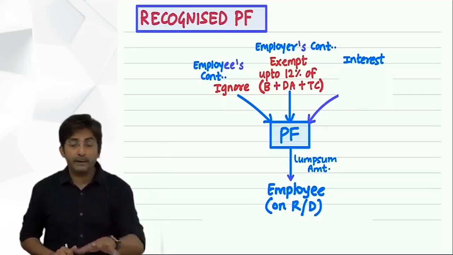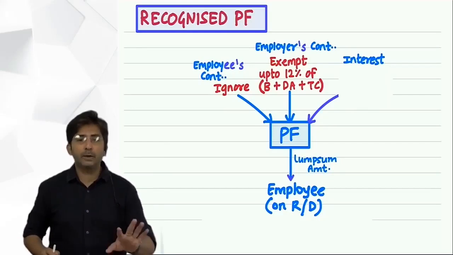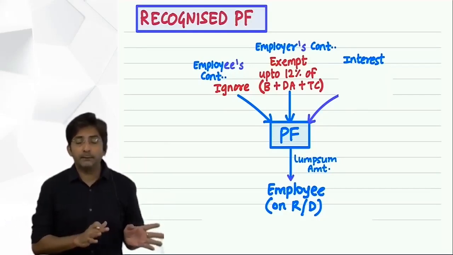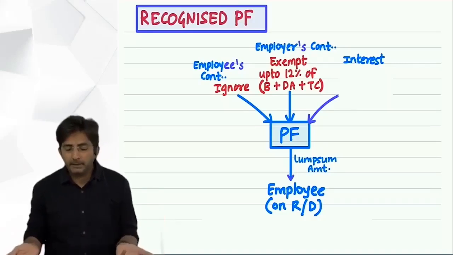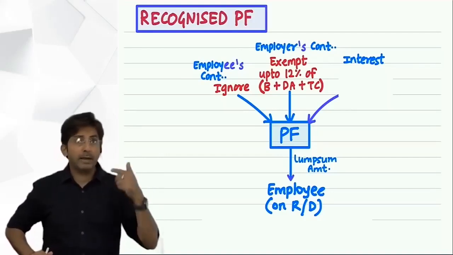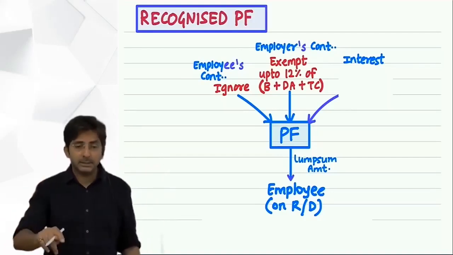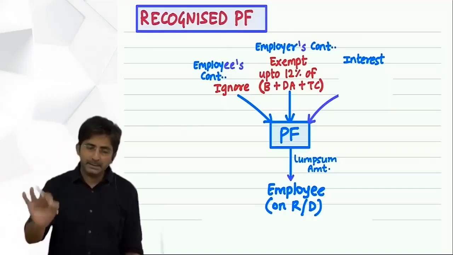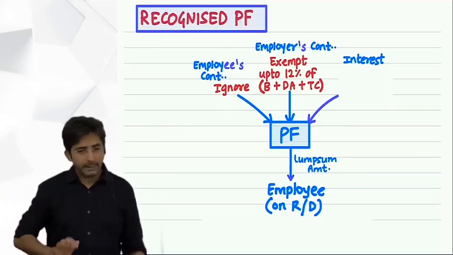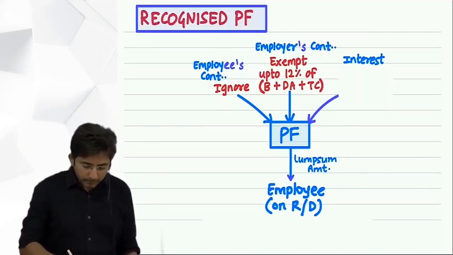Whereas in actual life, I might do it like this: I will contribute 20% of your basic only. So what happens in actual life, there is no rule for that. It depends upon company to company. But what a student has to remember, whatever happens in real life, the exemption is 12% of basic salary plus Dearness Allowance plus turnover commission. Okay, that is the amount of exemption.